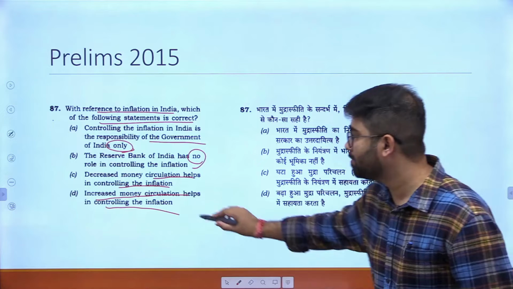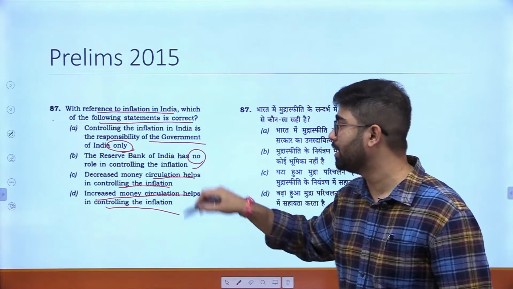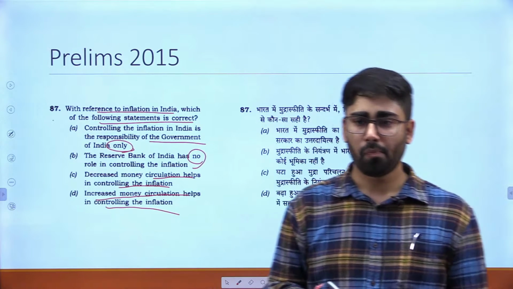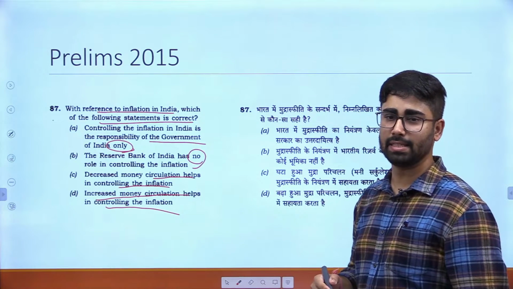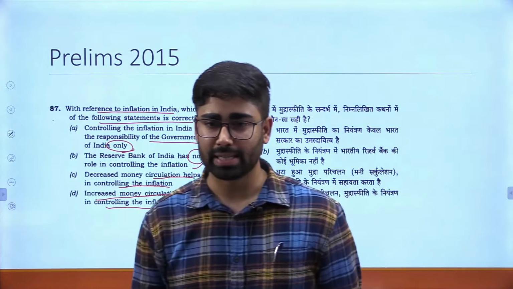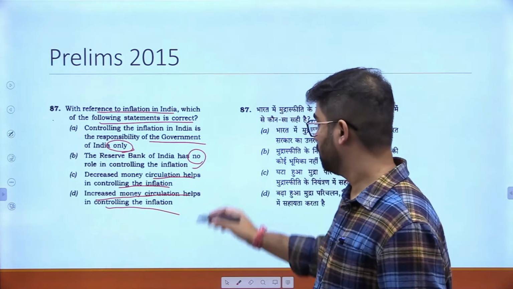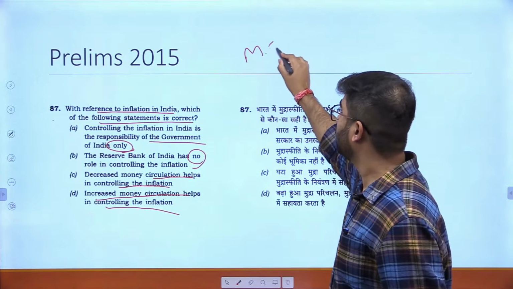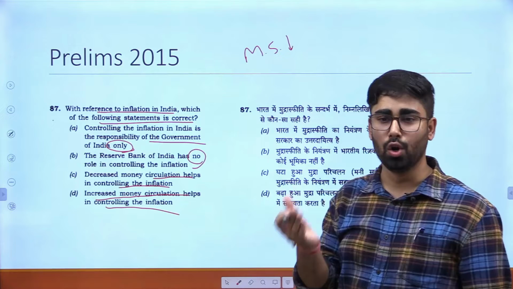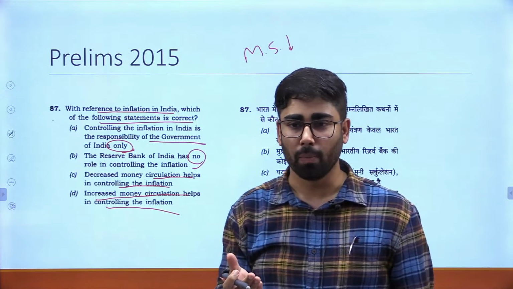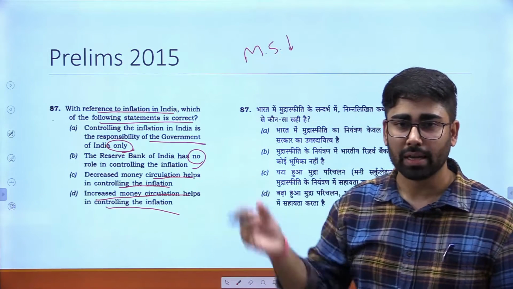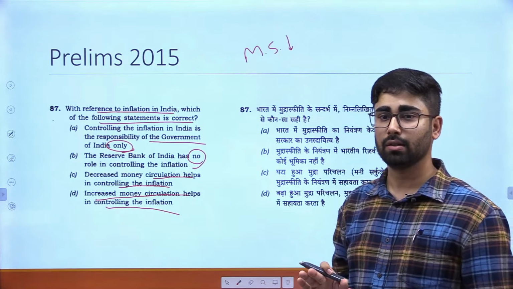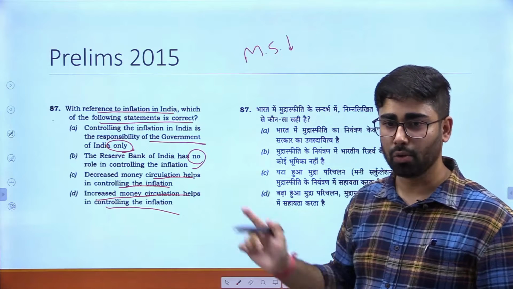Increased money circulation helps in controlling the inflation, or decreased money circulation helps in controlling the inflation? Ms. Shreya is saying C, Mr. Yamandeep is saying C, Rushi is saying C. Okay, so all of you are applying the same concept: that money supply decrease leads to lower inflation. Is it yes or no? You are applying this concept only, na? That money supply is decreasing and that is why inflation will also decrease. Yes, you are applying this concept only.